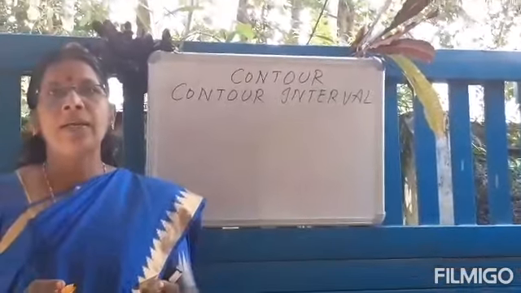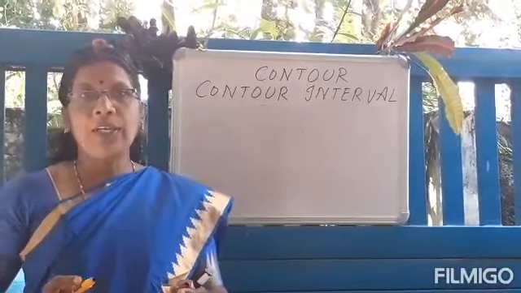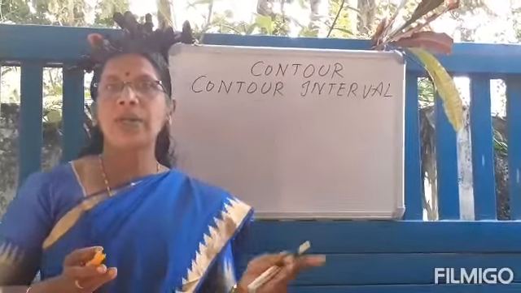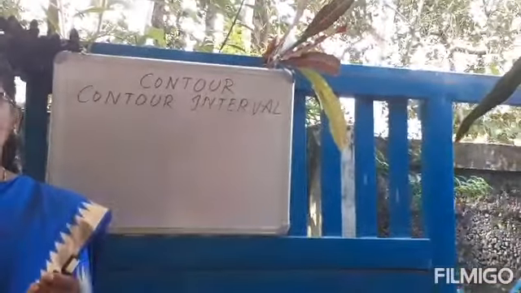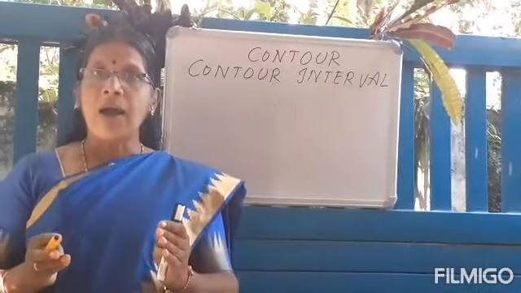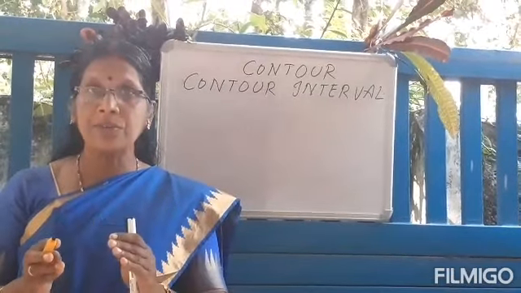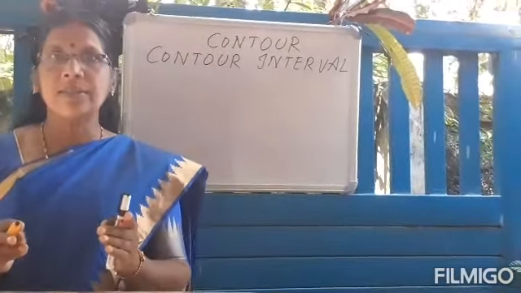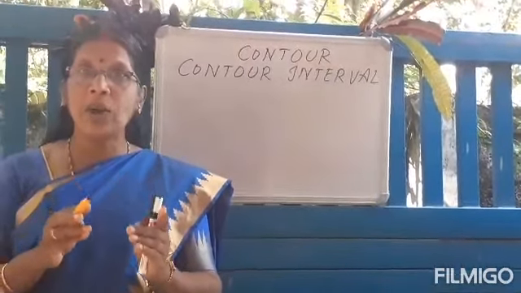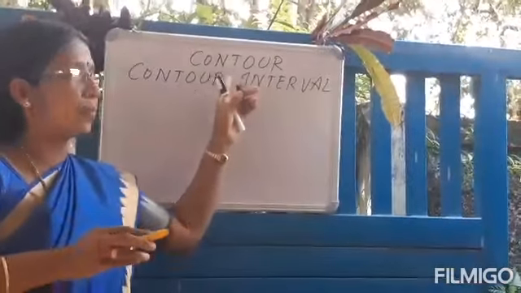What is a contour line? Lines drawn in brown joining places having equal height above the sea level are called contour lines. Places having equal height above the sea level are represented by means of brown curved lines on a topo sheet. These brown curved lines which represent places having equal height above the sea level are called contour lines.